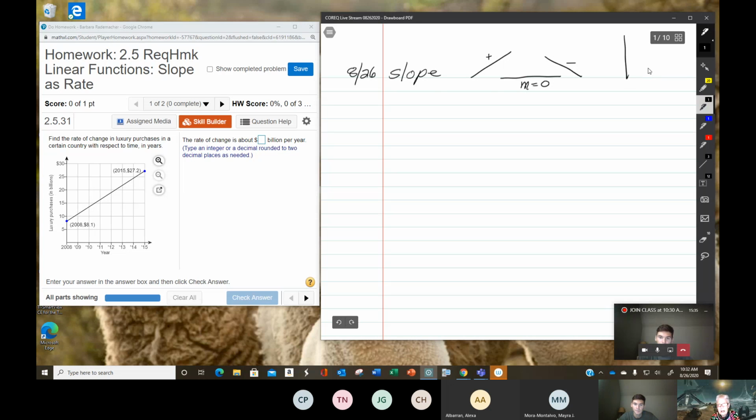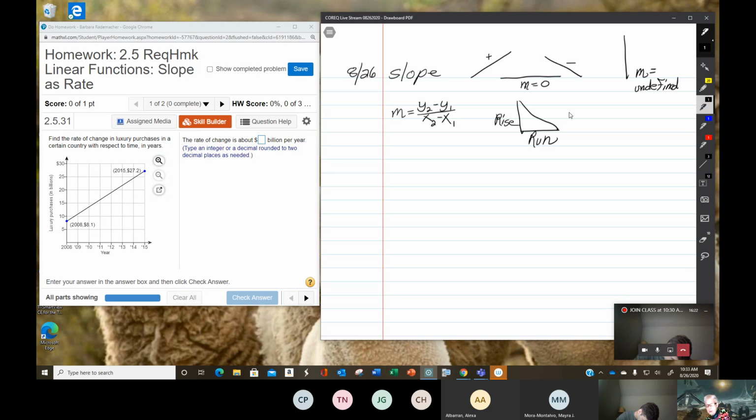Vertical lines have, as strange as that is, an undefined slope. We talked about slope as being what you get when you use the slope formula. And we talked about slope as being rise over run. We talked a lot about slope. Well, today we're going to talk about slope as being the rate of change.